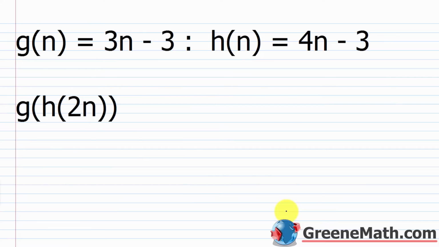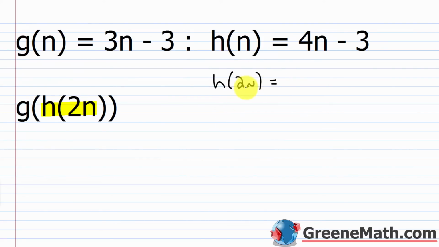All right, so we're going to take a look at g of n is equal to 3n minus 3, h of n is equal to 4n minus 3, and we're trying to find g of h of 2n. So all I want to do here is very, very easy. I want to start by finding h of 2n. So if I had h of 2n, what is that asking me for?